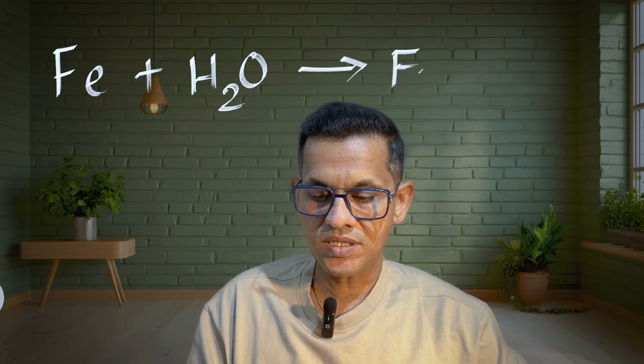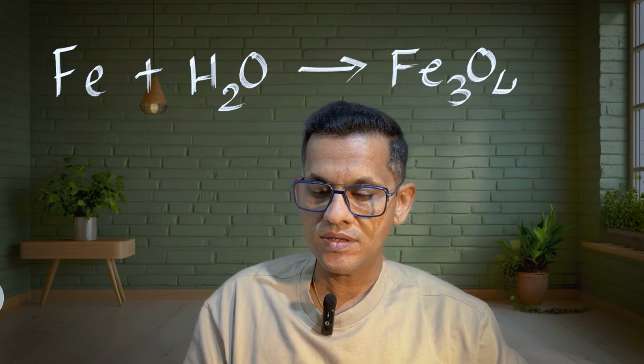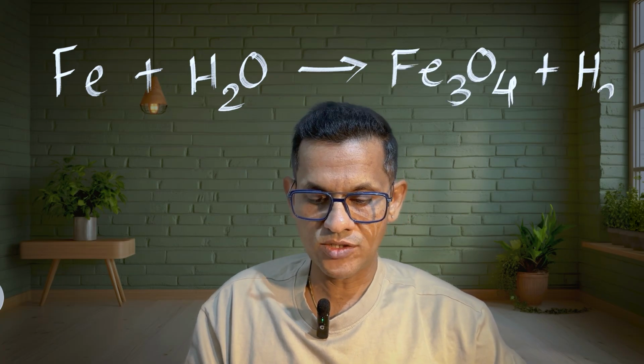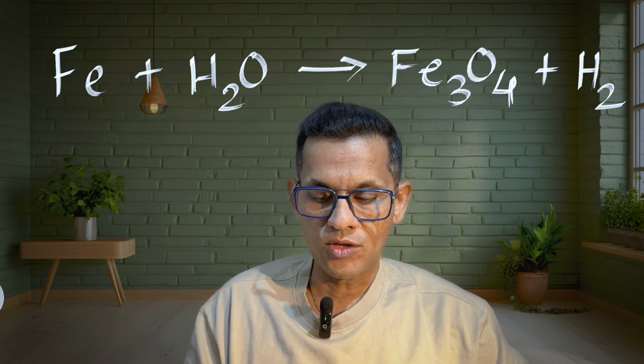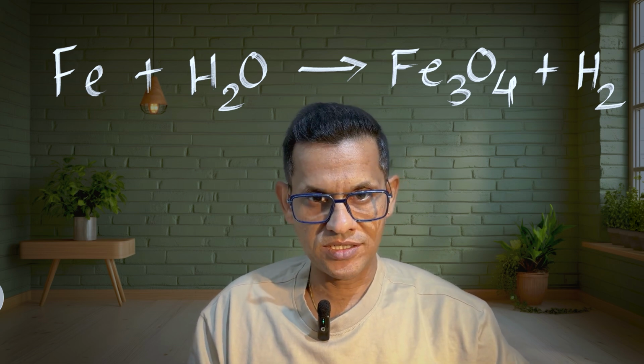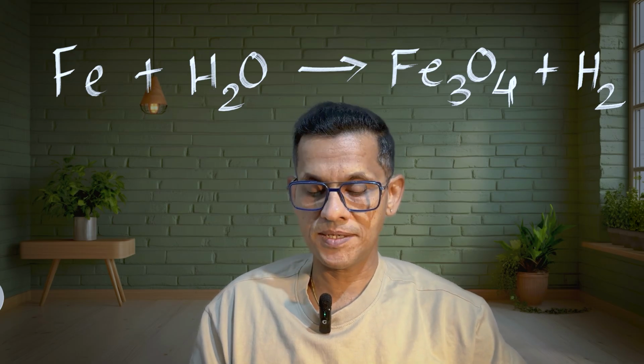So let's take another example and try to understand how to balance a chemical equation. Suppose I write an equation here. Iron reacts with water to form Fe3O4 plus hydrogen. Now this is an unbalanced reaction, which means it needs balancing.